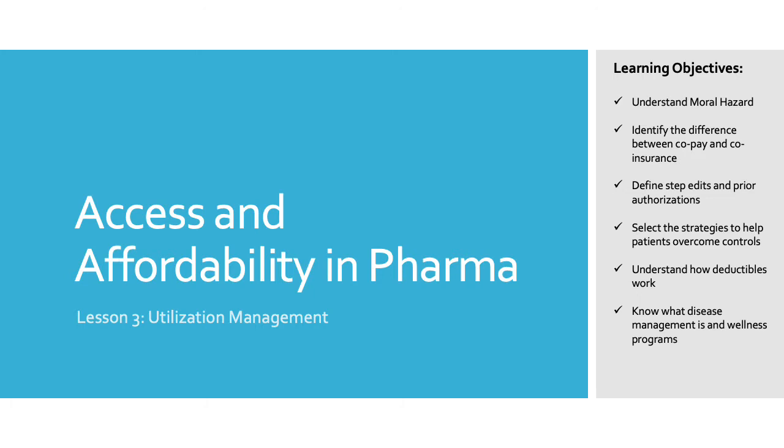So by the end of this section, you're going to be able to understand moral hazard and its role in health plan management, identify the difference between copay and coinsurance, define how step edits and prior authorizations affect branded prescription adoption, select the strategies that effectively help patients overcome control barriers put in place by health plans, understand how deductibles work for both medical and drug benefit plans, know what disease management is and how it differs from wellness programs. Let's get started.